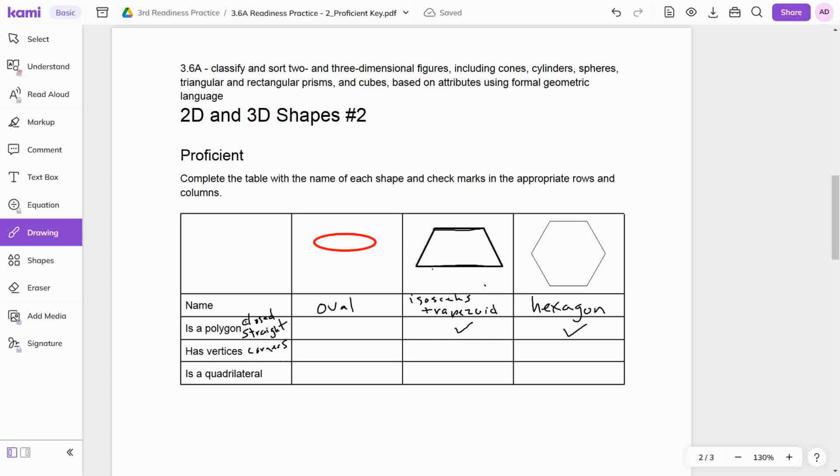No, it has no corners. It's all just one curved line. So my oval is not going to get any check marks in that second row, but I do have vertices here, and I do have vertices here. I've got corners. That's where the sides meet, right?